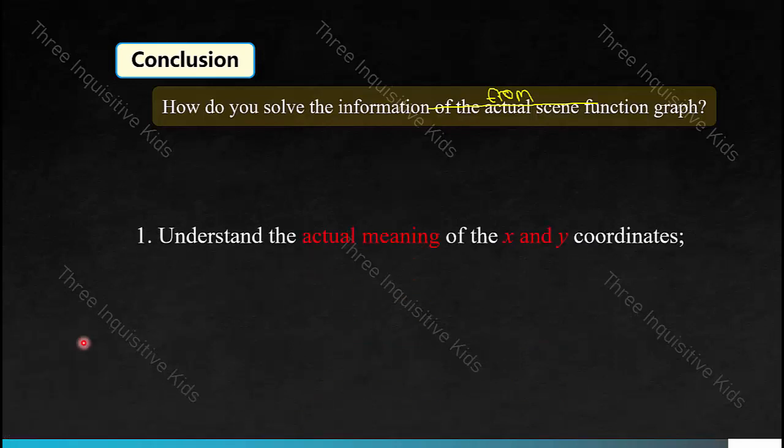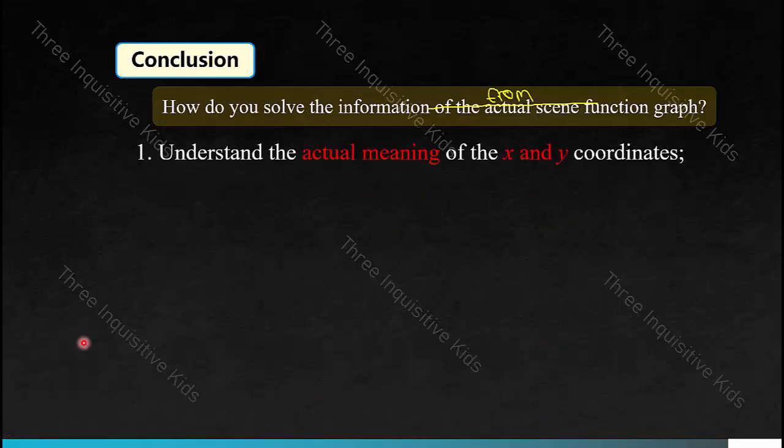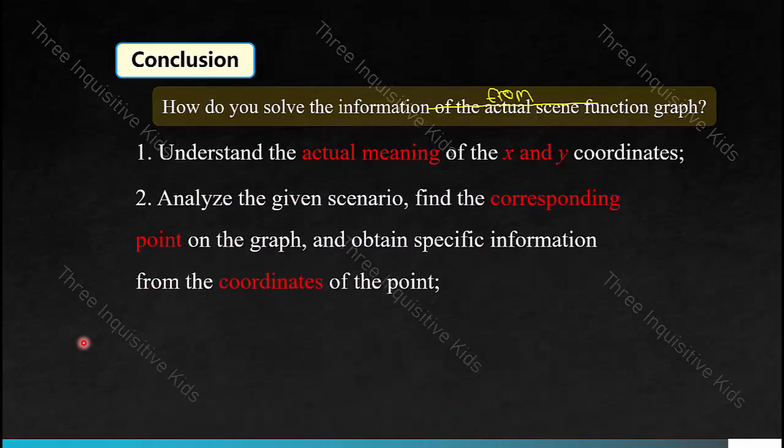Conclusion. How do you solve information from the direct function graph? Well, we can first understand the actual meaning of x and y coordinates and their relationship to specific values given in the word problem. We can also analyze the given scenario, find its corresponding point on the graph, and obtain specific information about that scenario from these coordinates. X and y, both of these coordinates mean something in this coordinate pair.